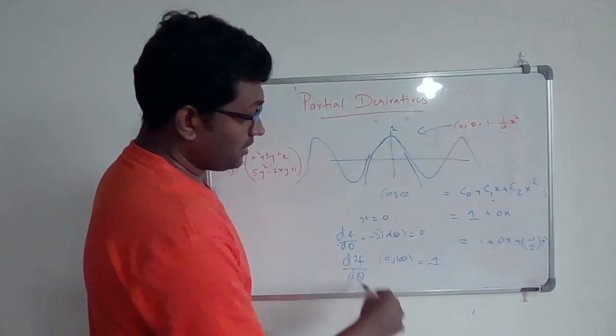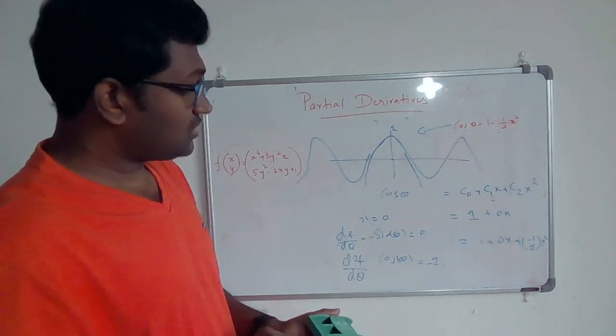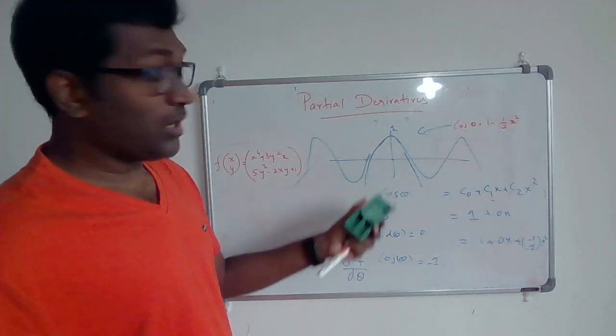And when we deal with higher order derivatives, the Hessian matrix will take over. So this is the history of why we're using Hessian.